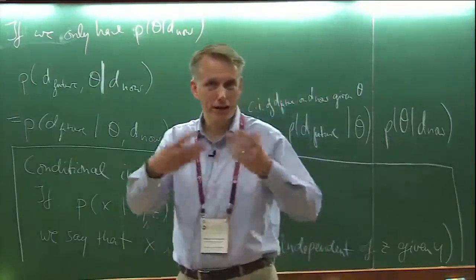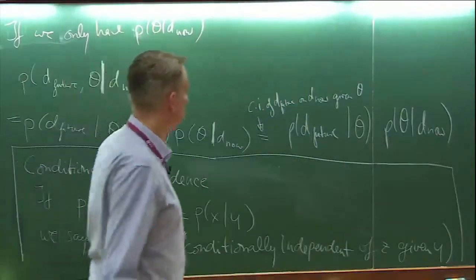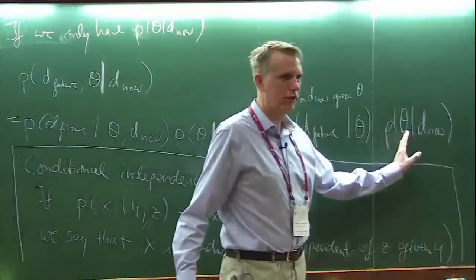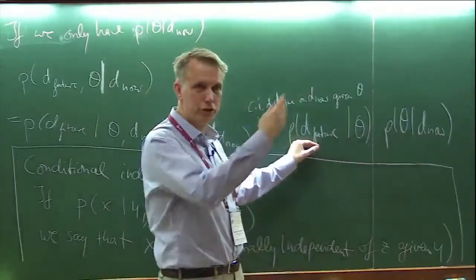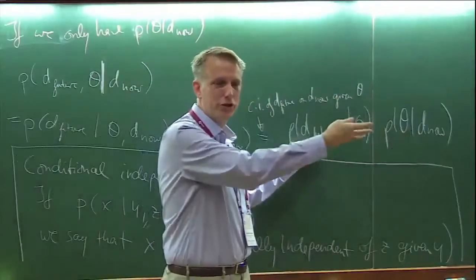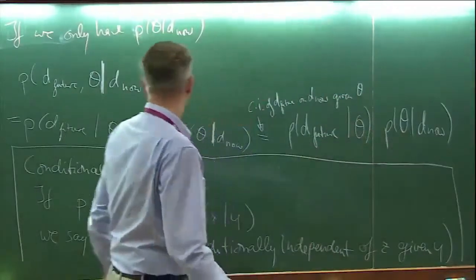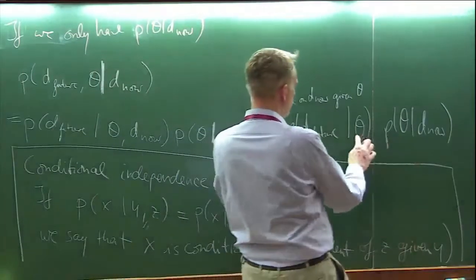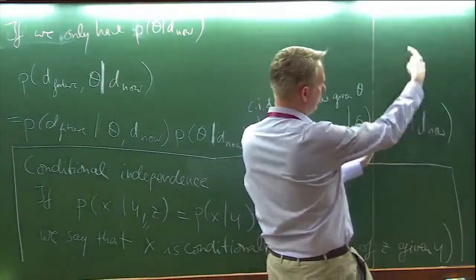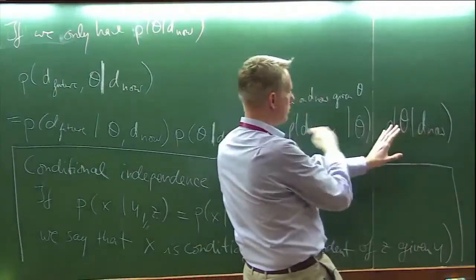If you wanted to simulate future data, what would you do? You just draw theta from the current posterior, and then given that value, you draw your future data set from a simulation of your future data. So this is how you can predict anything in the future with imperfect knowledge of the parameters. You can see what is happening if you knew the value perfectly. If this was a delta function, then this would just be your likelihood.